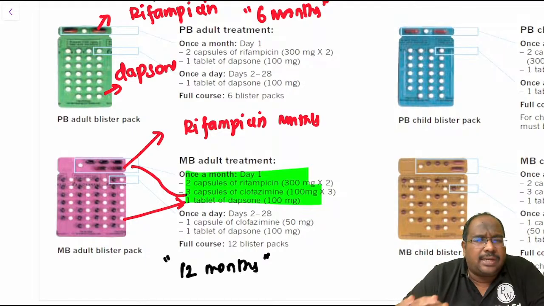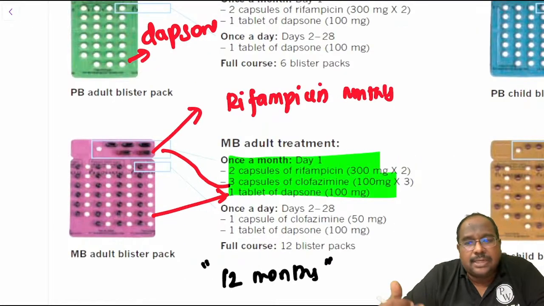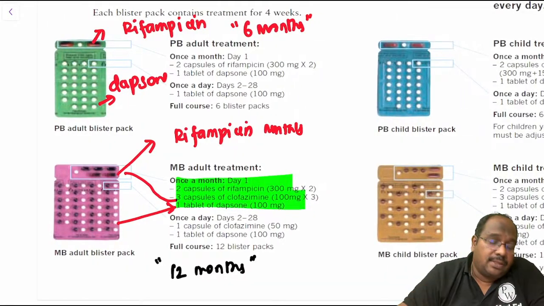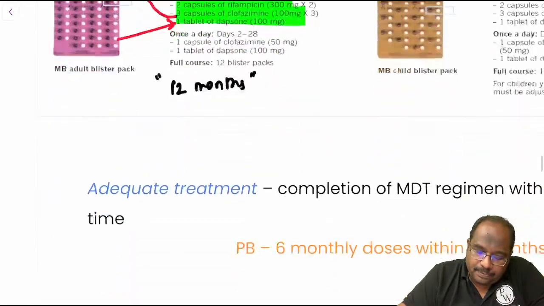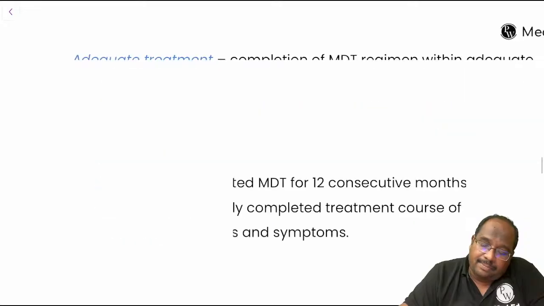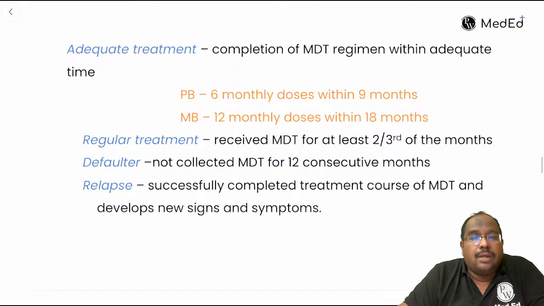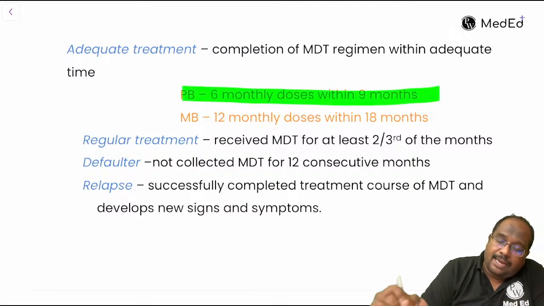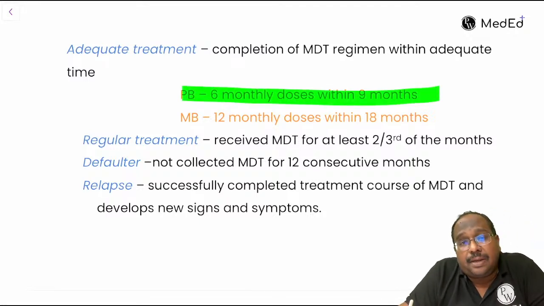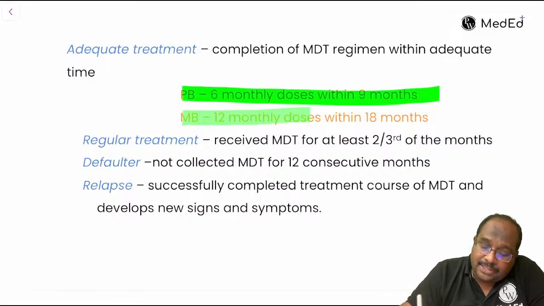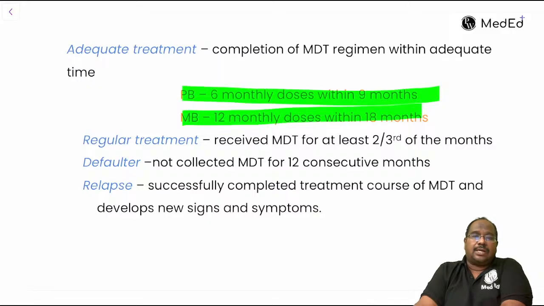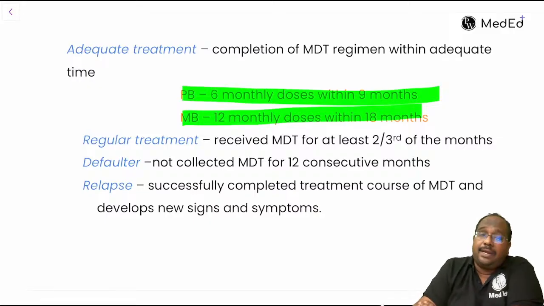We'll concentrate on adults, guys. This may be changed; WHO may change it, but as of now for your undergraduate exam, this is more than enough. So what is adequate treatment? Some other terminologies are here. For paucibacillary, completing 6 months of treatment within 9 months is considered adequate treatment. And for multibacillary, 12 months of treatment completed within 18 months, even if the patient takes drugs on and off, is also considered adequate treatment.